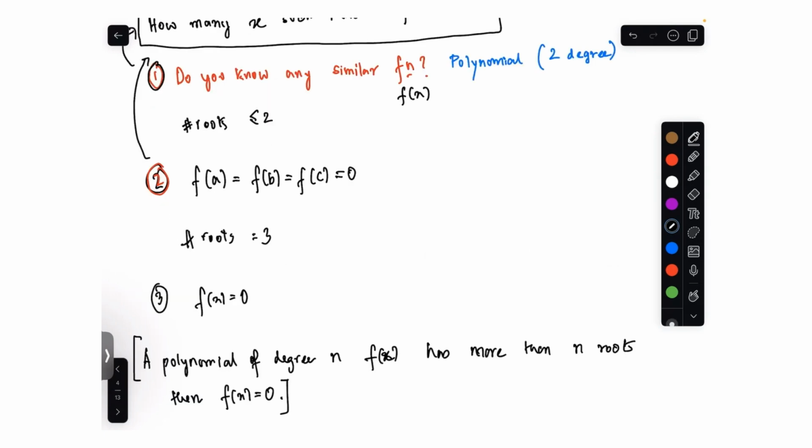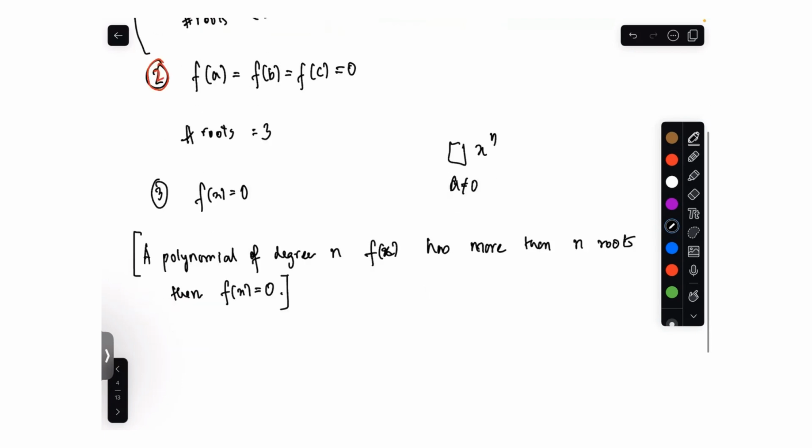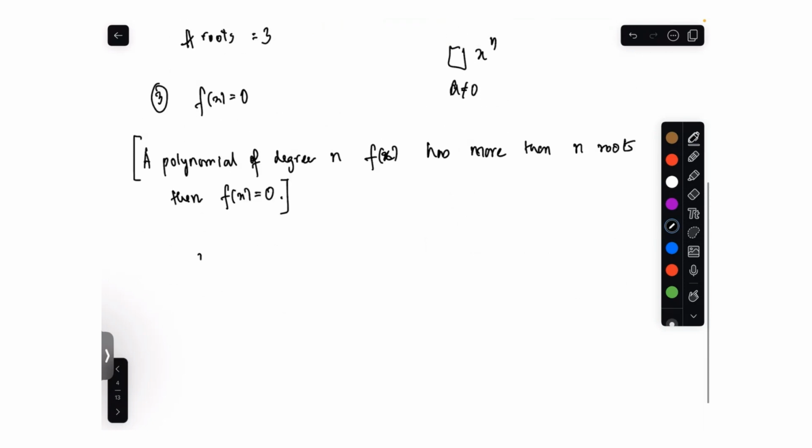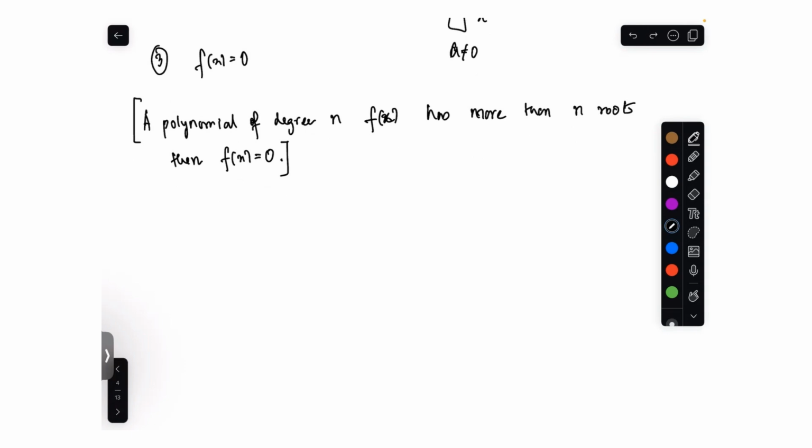We use that the coefficient in front of the highest power of x is always non-zero. If it's zero, then it will never happen, and that's exactly the case when all the coefficients are zero: it will have infinitely many roots. So let's say a polynomial has degree n. By the fundamental theorem of algebra, you know that f(x) has n roots.